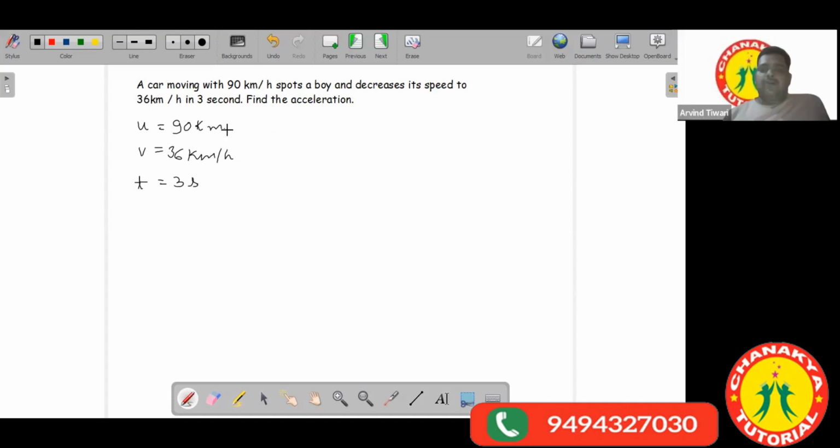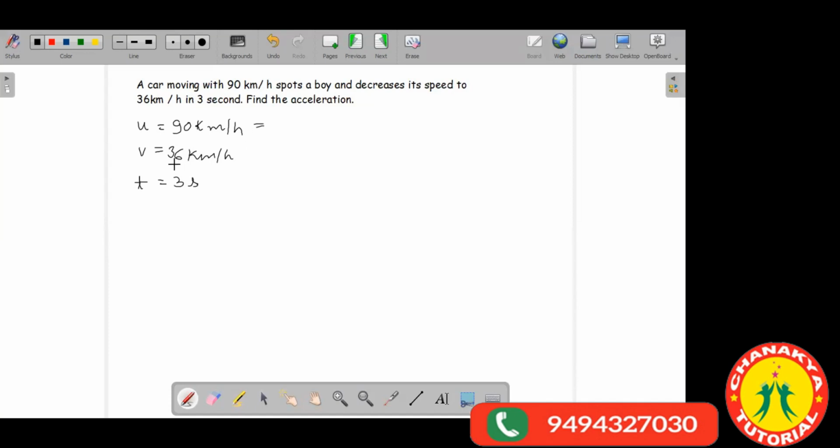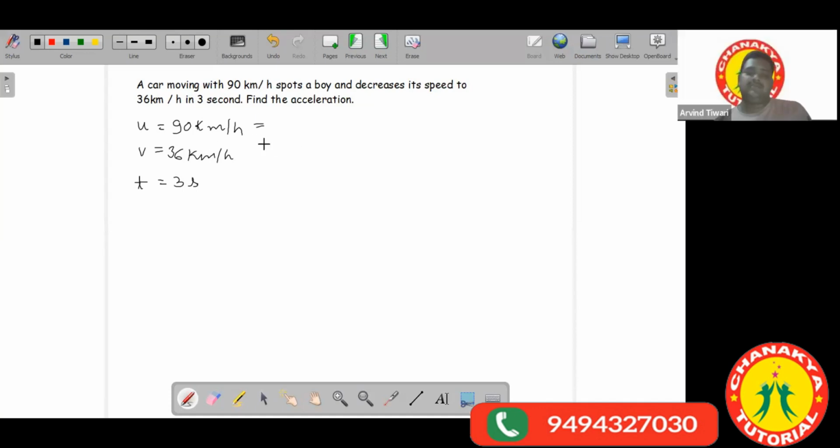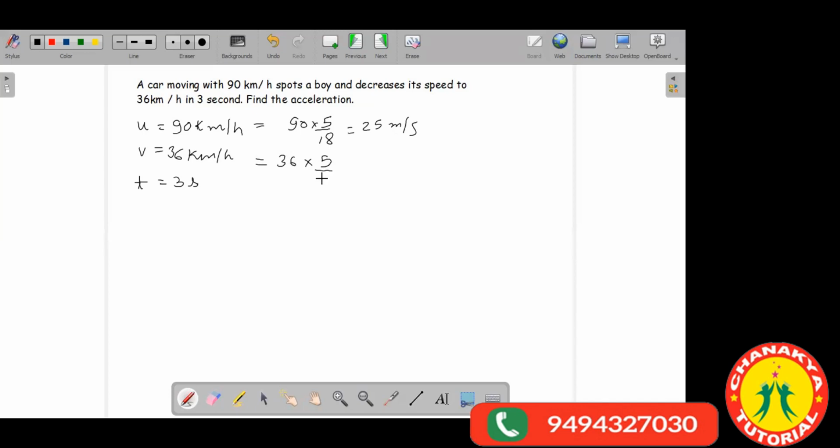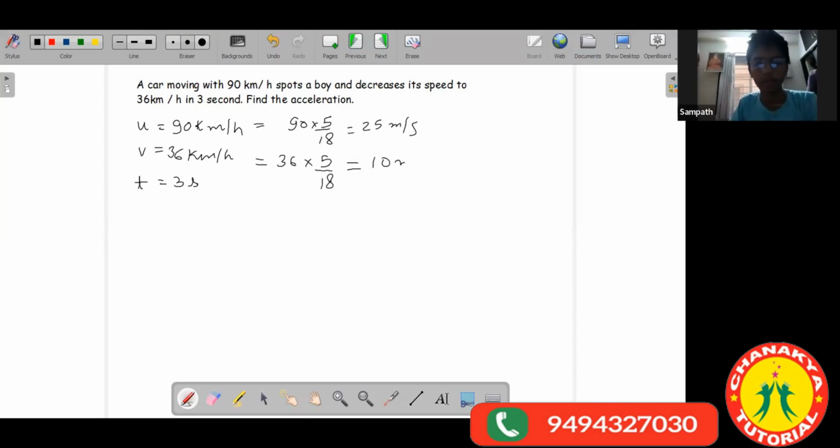So we will convert this kilometer per hour into meter per second. How do we convert kilometer per hour to meter per second? It's 5 by 18. So 90 multiplied by 5 by 18 is 25 meter per second. And 36 multiplied by 5 by 18 is 10 meter per second.